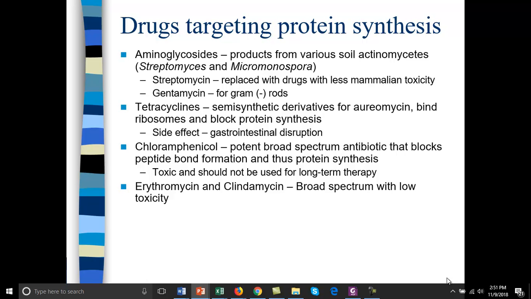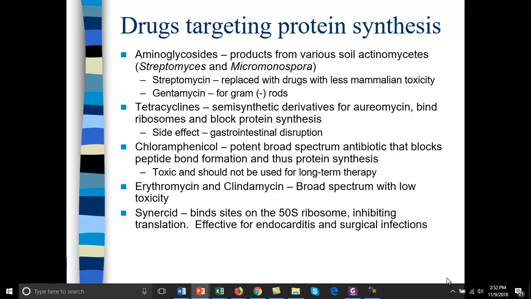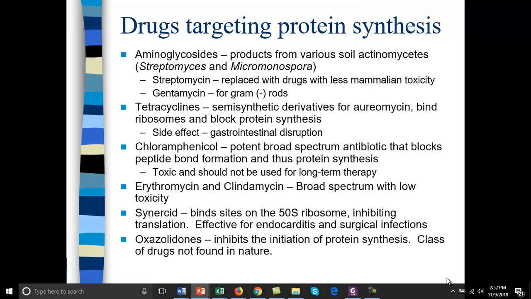Erythromycin and clindamycin both have low toxicity and are broad-spectrum antibiotics. Synercid is good for endocarditis and surgical infections. Sometimes it's used prophylactically after surgery. It binds sites on the 50S ribosome and inhibits translation.